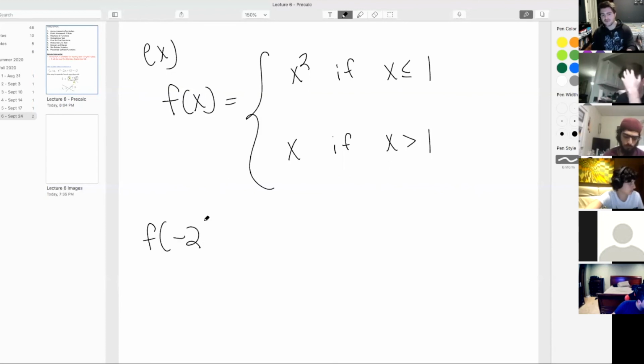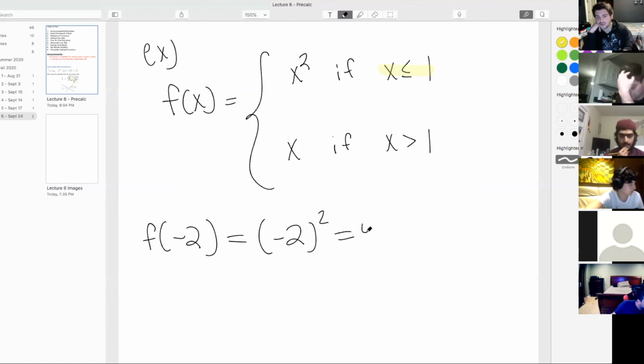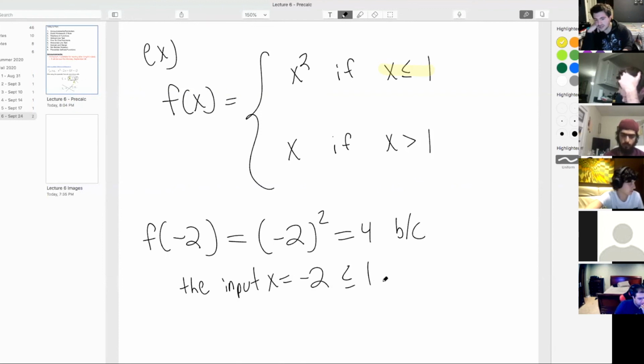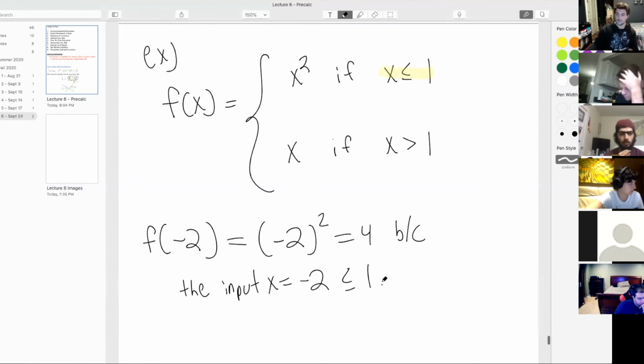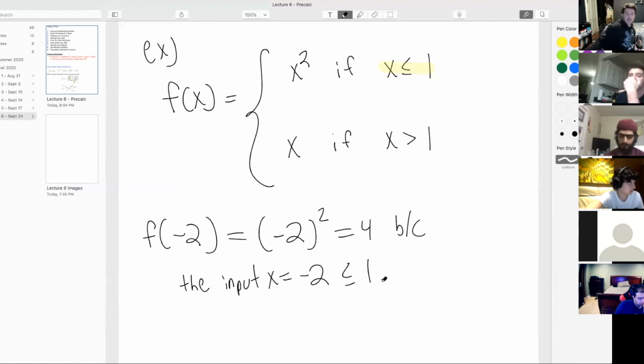So f of -2. Okay, -2 is less than or equal to 1, so I'm going to use the x squared formula. So that's going to be -2 squared, which will be 4, because the input x equals -2 is less than or equal to 1. You could use any value lower than or equal to 1. Any value less than or equal to 1, I will use the x squared formula.